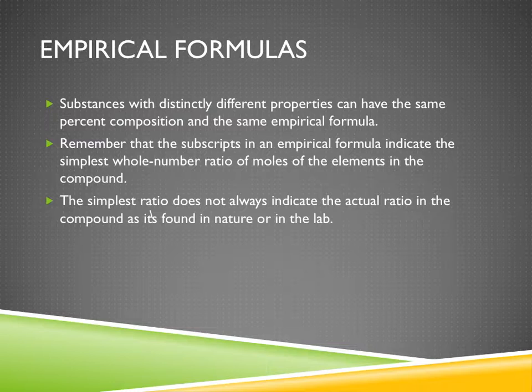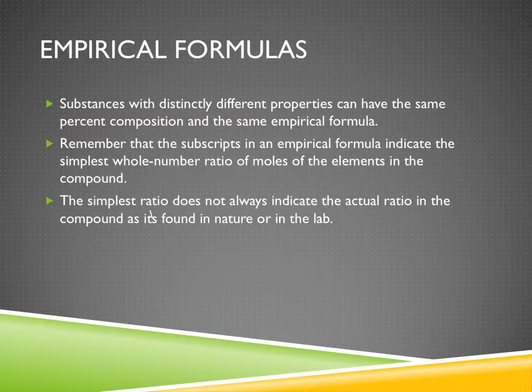Now, this might surprise you, but substances with distinctly different properties, so completely different chemicals, can actually have the same percent composition data and the same empirical formula, but could be completely different compounds. So how is that possible? Well, remember that the subscripts, those little numbers we read at the bottom, in an empirical formula indicate the smallest whole number ratio of moles of the elements in the compound. So what that means is that we're looking at the smallest possible combination and ratio of those atoms.